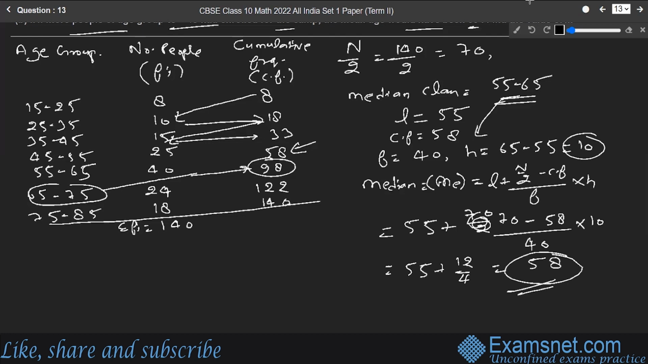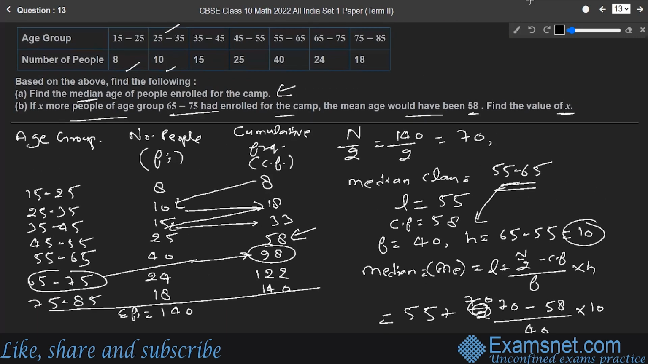Okay, let us solve the another part of it. What was the another part? Let's read it once again. The another part says, if X more people of age group 65 to 75 enrolled for the camp, the mean age would have been 58. Find the value of X. Okay, let us do it.